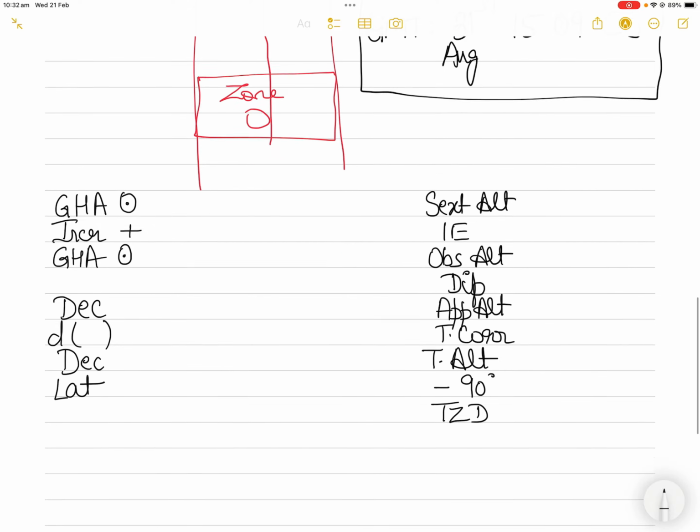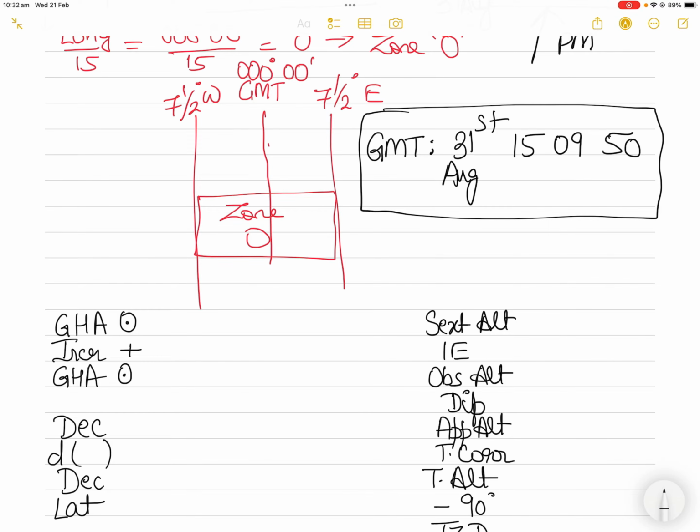All right, so what I will do is basically I will go into the almanac, and for this date and time, I will find out all the different values at one time so that you don't have to go back and forth, and you can see how I find out all the values at one go.